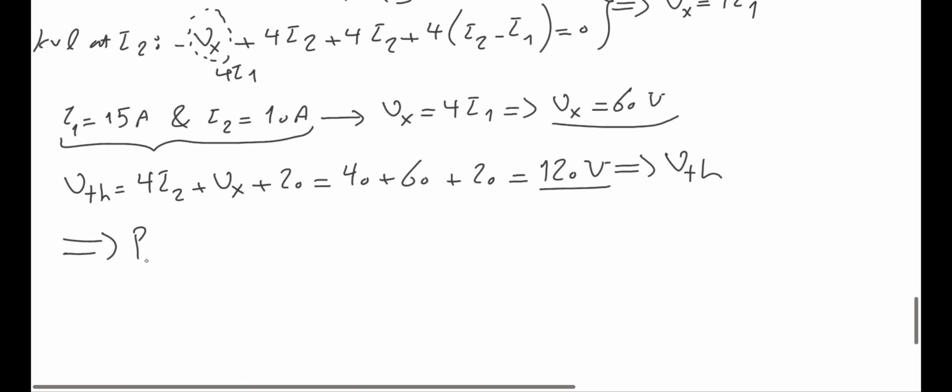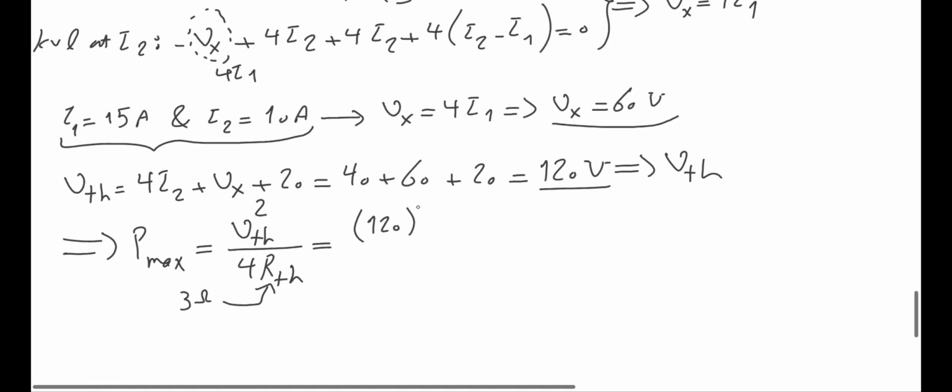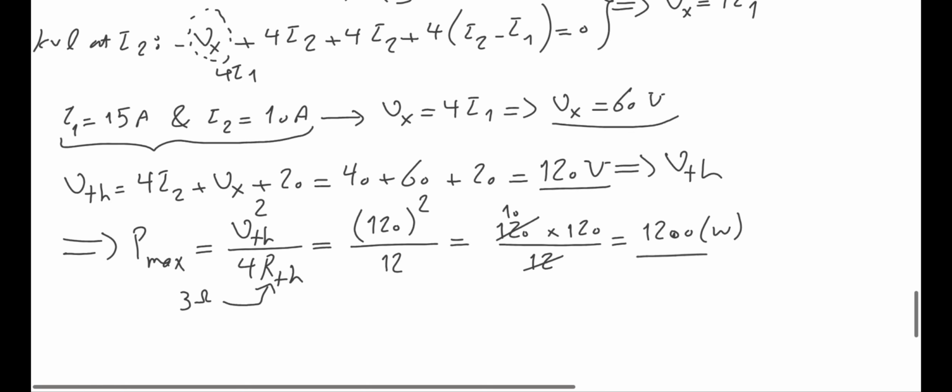There you go. Let's very quickly figure out our max power transferred to the load, which is V Thevenin squared over 4 times R Thevenin. And if you remember, R Thevenin we just calculated as 3 ohms. That would be 120 volts square over 4 times 3, which is 12. That would be 120 times 120 over 12, where this becomes 10. So 1200 watts is the max power transfer to the load.